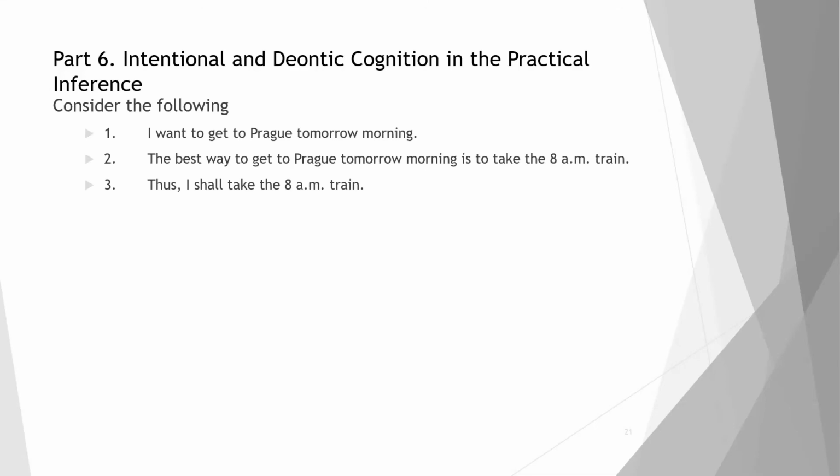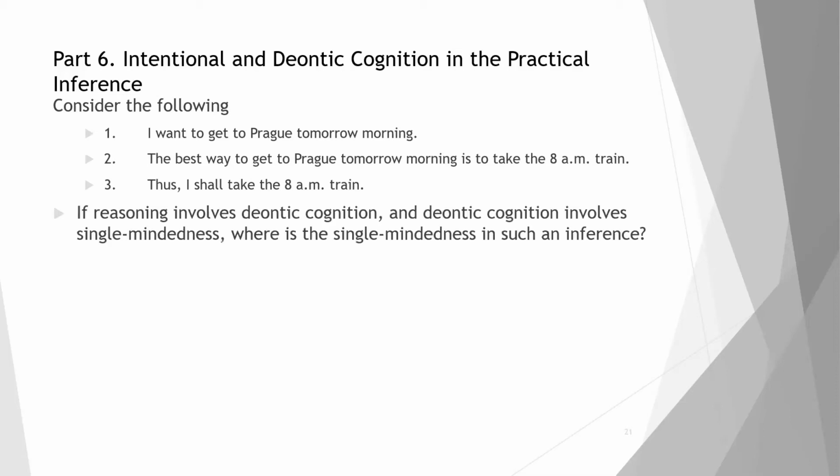Okay, so consider the following inference. I want to get to Prague tomorrow morning. The best way to get to Prague tomorrow morning is to take the 8 a.m. train. Thus, I will take the 8 a.m. train. These premises are maintained, and deontic cognition involves single-mindedness. Where's single-mindedness in this inference? The conclusion is drawn with the expression of a shared intention. There's no deontic claim here.